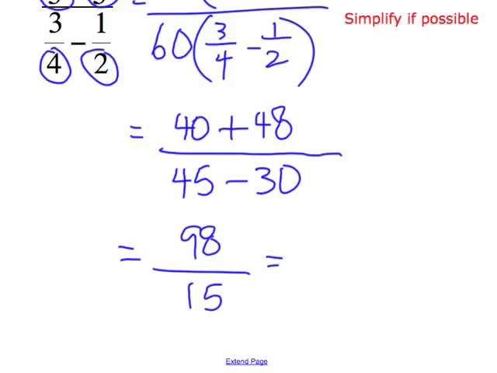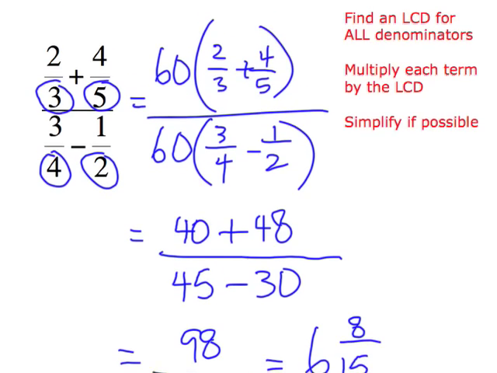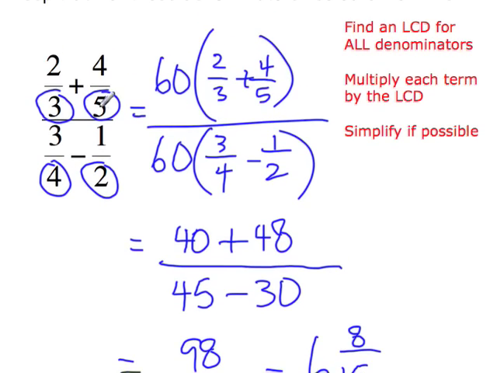Done. If you want to re-express that, you can. It'd be 6, I think, and 8/15, if you want to write it as a mixed number, but an improper fraction is typically good too. Each instructor likes it a different way. Key thing here is to find a lowest common denominator of all of these and then multiply both top fractions and bottom fractions by that common denominator.